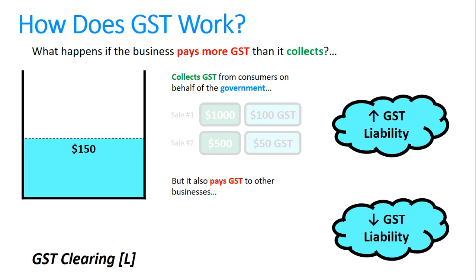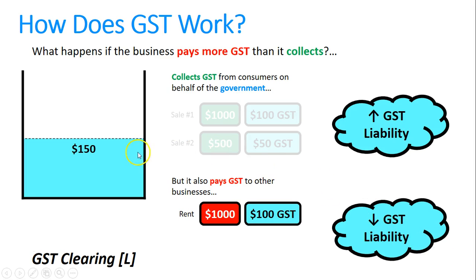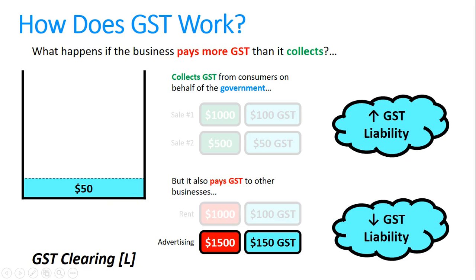But what if the payments of GST this month are actually much bigger? What if the rent payment's $1,000 plus $100 GST? Well, this has got a decrease from $150 liability. It's now going to go back down to only being a $50 liability. What if also there was advertising paid of $1,500 plus $150 GST? Well, we only owe the government $50 as a liability. Now that's going to go down by $150.